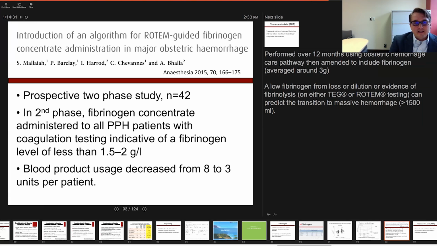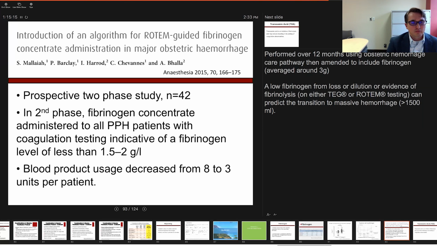And then at the end of that year, they decided to implement a new component to their care pathway, and that was administering fibrinogen concentrate to patients who were having a significant postpartum hemorrhage, right? And the way they determined that, I should say, is they used testing to look at coagulation factors. And if the testing showed that the fibrinogen was low, less than 2 grams per liter, that's when they would administer the fibrinogen concentrate.